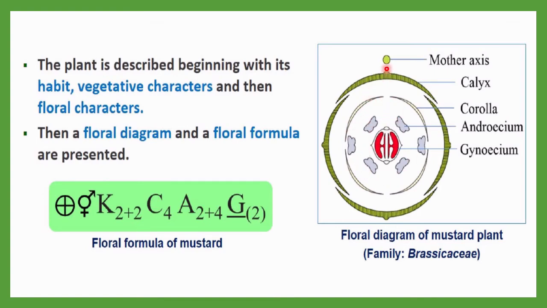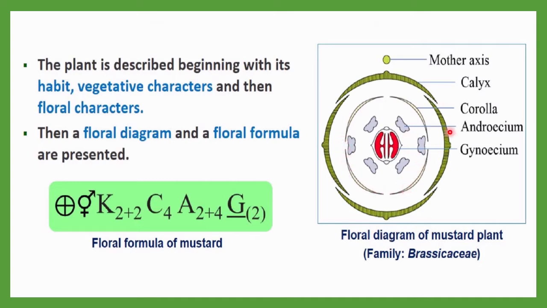Okay, this is the mother axis. Then these outermost structures indicate the calyx, along with the estivation, which you can see showing in this diagram. Then you have to draw the corolla, which also shows estivation. You can see the arrangement of petals.